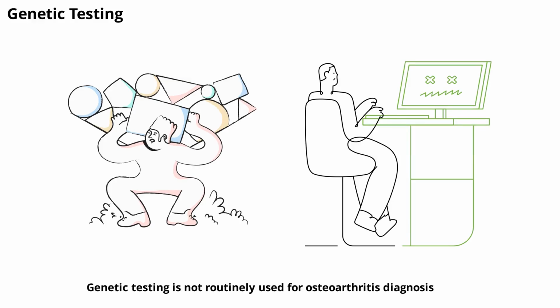Genetic testing is not routinely used for osteoarthritis diagnosis, but research is ongoing to identify genetic markers that may increase risk. In rare cases, genetic testing might be considered if there's a strong family history of early-onset osteoarthritis. For most patients, however, diagnosis relies on clinical and imaging findings.